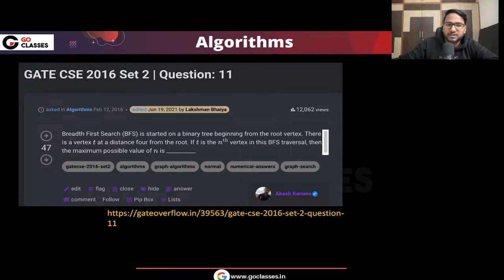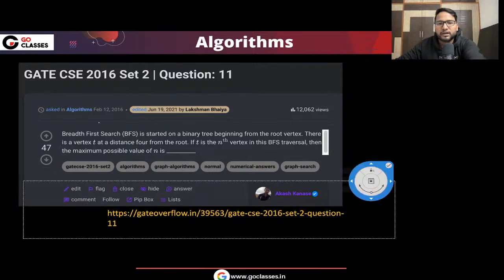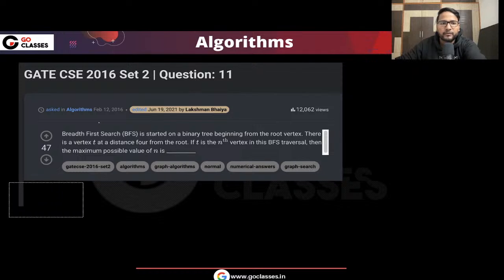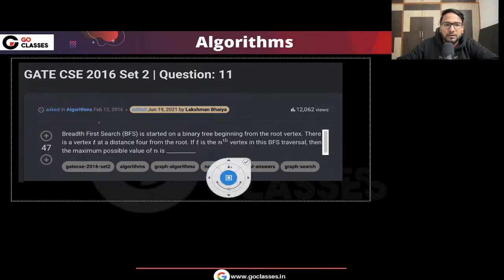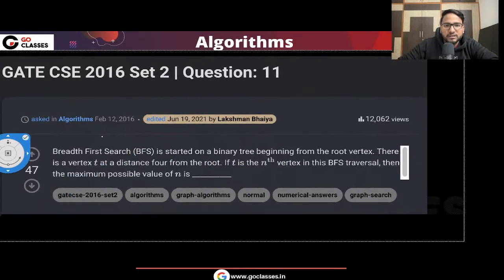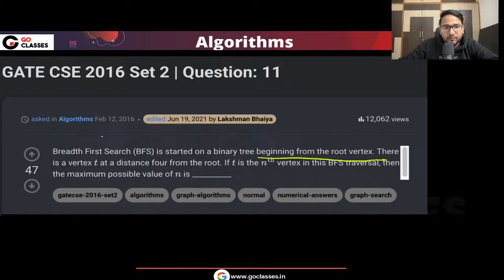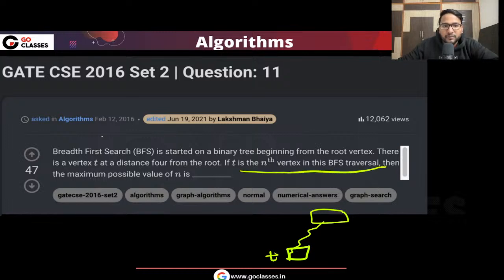Now let's solve more questions regarding BFS. So this question has been asked in GATE 2016, right? Let's solve this. What they are saying is that BFS is started at a binary tree beginning from the root vertex. There is a vertex T at a distance 4 from the root. Which means if this is the root, then from here at distance 4 there is a vertex, which is T. If T is the nth vertex in the BFS traversal, then the maximum value of n is.